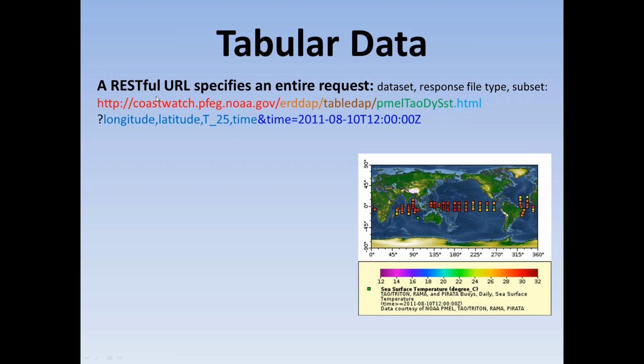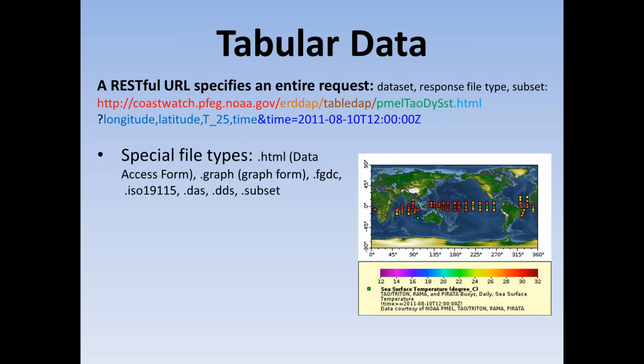You can specify several different types of requests. This is a straight, with one little change, OpenDAP request for what OpenDAP calls tabular data, which is sequences, but I'm going to call tabular data.